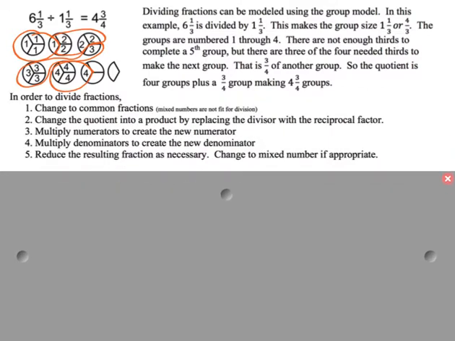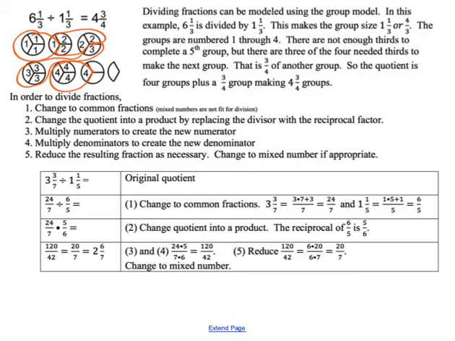So when you divide fractions, you need to get a common fraction. Then you change it from a quotient to a product. Multiply the numerators, multiply the denominators, and reduce. Of course, you can reduce before multiplying if you want.